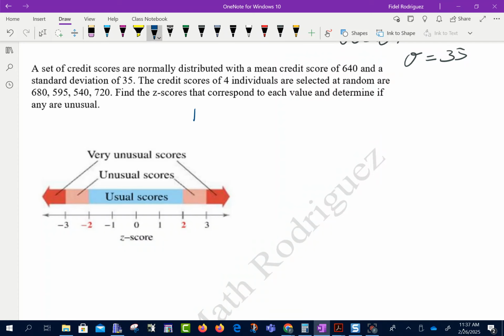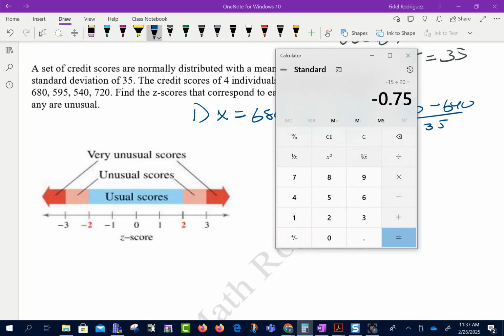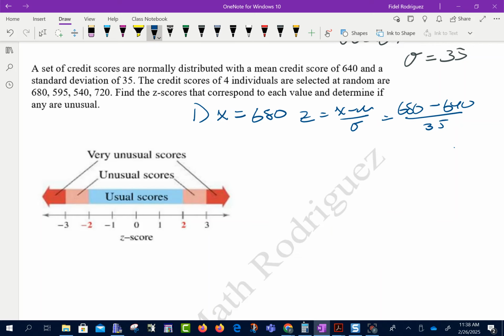Look, we're going to do this 4 times. The first time they're giving us a credit score of 680. We're going to find the z-score for that. So I'm going to take 680 minus 640, and I'm going to divide it by 35. 680 minus 640 divided by 35, 1.14. So my z-score is 1.14.